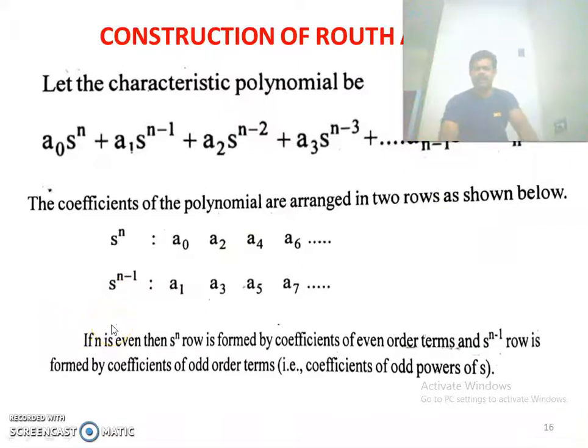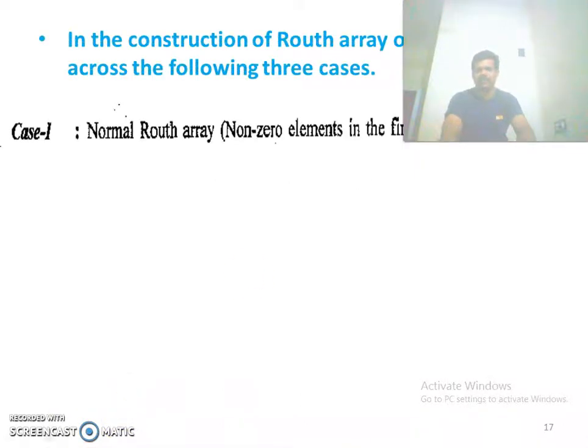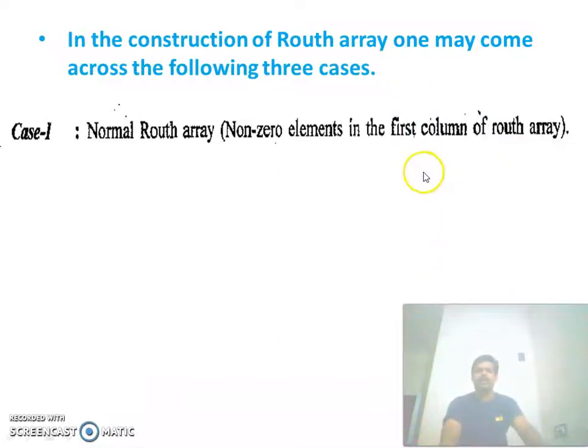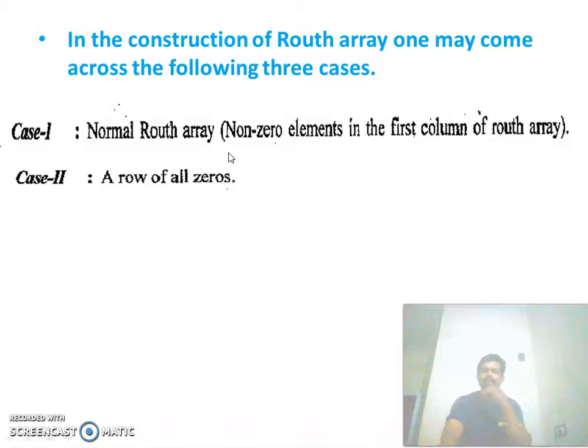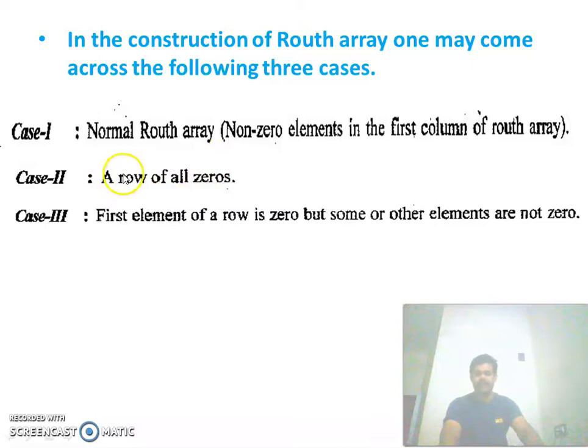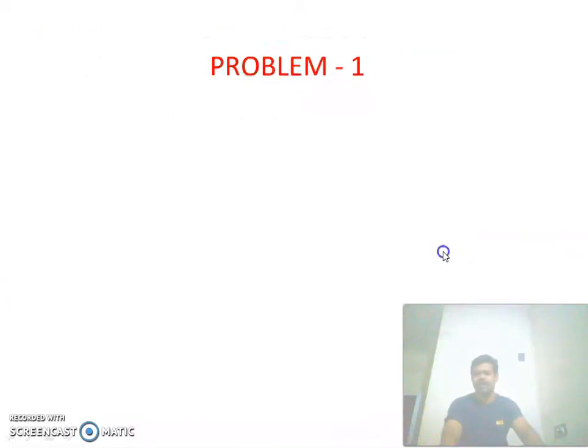If n is even, then the s to the power n row is formed by the coefficients of even order terms and the s to the power n minus 1 row is formed by the coefficients of odd order terms. In the construction of the Routh array, one may come across the following three cases. First one is the normal Routh array, that is, non-zero elements in the first column of the Routh array. Second case, a row of all zeros. Third one, the first element of a row is 0 but some or other elements are not 0.